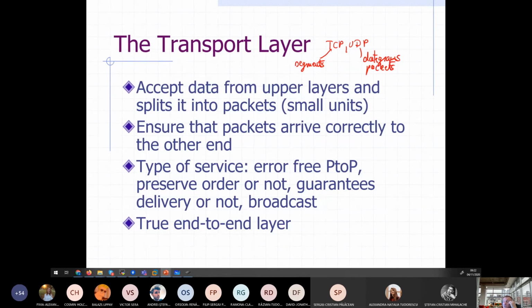And ensure that those transmission units arrive correctly to the other end. Now, TCP ensures that, UDP ensures that, we will see that they arrive with some parts of it unharmed, and it doesn't care about some other parts. And it also, at this layer, defines what type of service we have. Do we have an error-free point-to-point? Do we preserve order or not? Do we have a guarantee on delivery, and so on and so on? This is the true end-to-end layer.